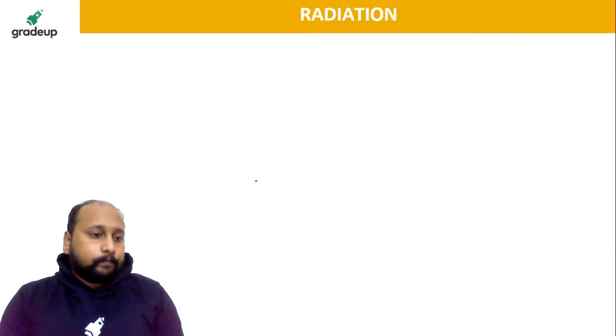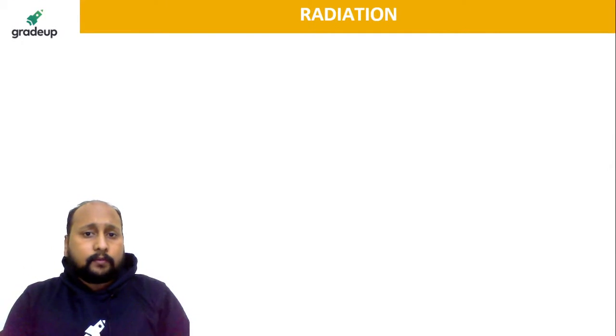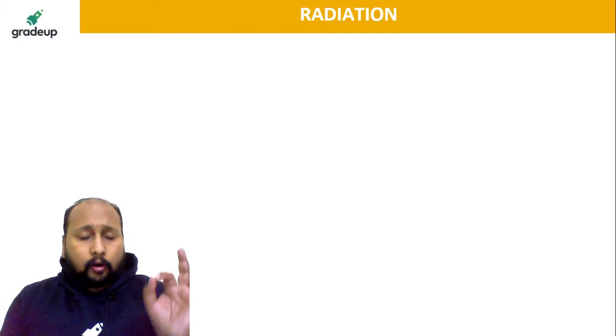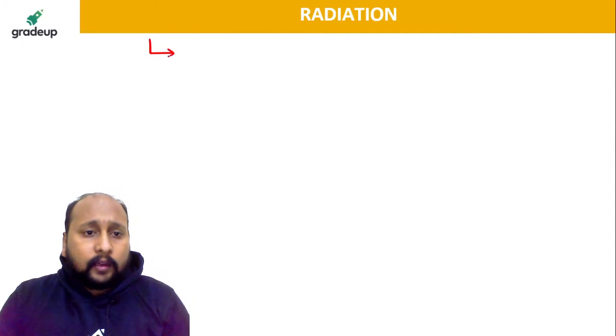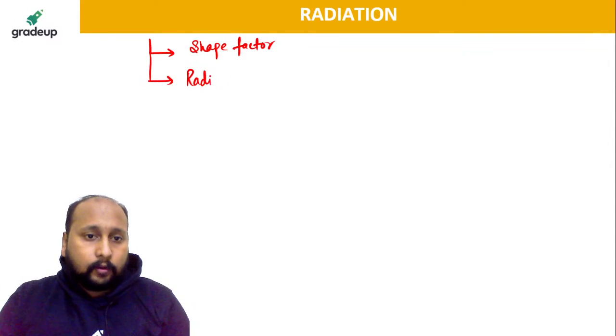Now, if I talk about radiation from the GATE perspective, there are three topics which you need to study. If I broadly classify radiation, one is your shape factor. They are asking questions directly from the shape factor. Second important topic is your radiation network.